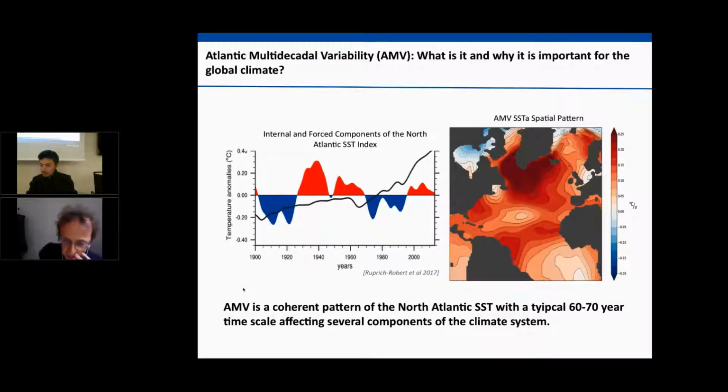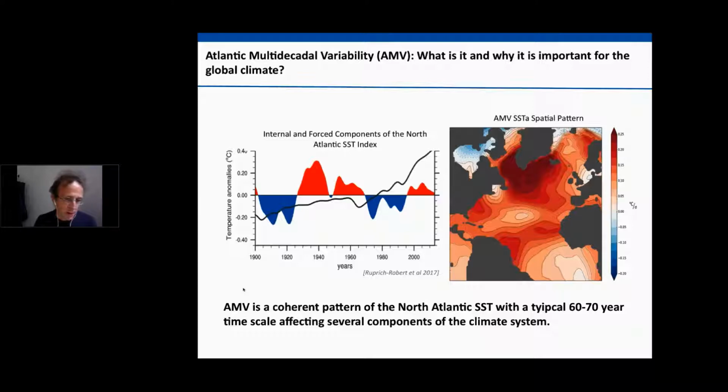Okay, so I thought I would start by making a short introduction to the scientific background of the problem. During this talk, you will hear many times this acronym, AMV, which stands for Atlantic Multidecadal Variability. Essentially, what is the Atlantic Multidecadal Variability? What do we mean by it, and why is it important for the global climate?